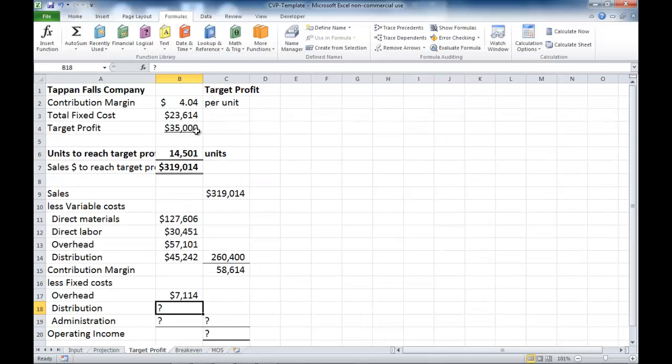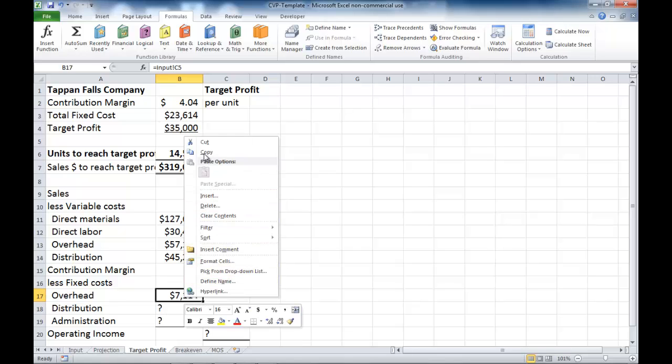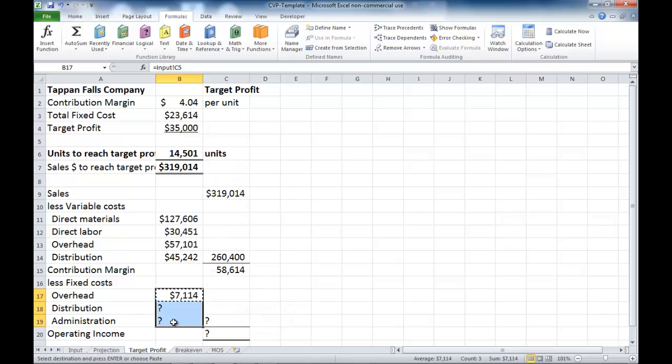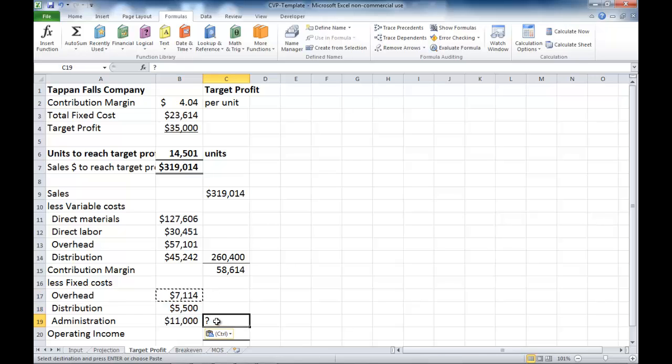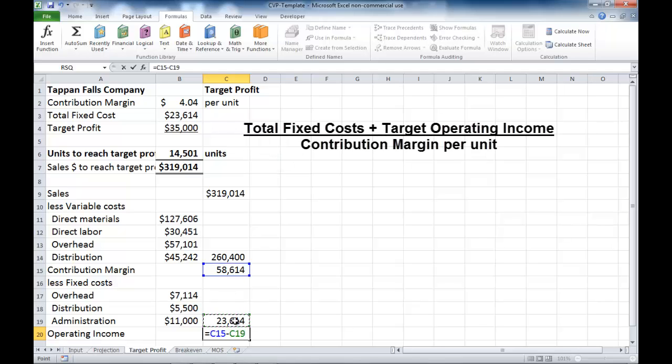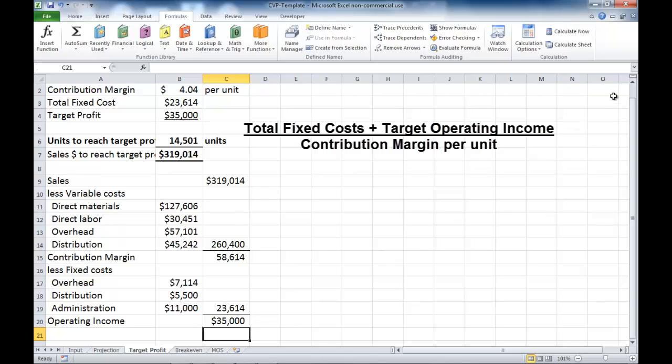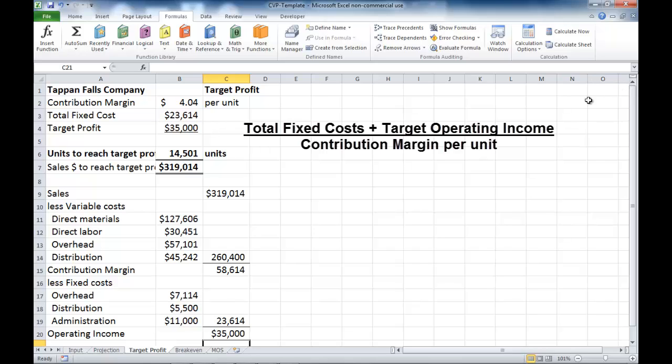Grab overhead. And I'm just going to take a shortcut here and copy this formula down because I have overhead, distribution, and administration listed the same way I do on my input sheet. Grab the auto sum again. And calculate our operating income. We'll take contribution margin and subtract our fixed costs. And we proved it. We've got $35,000 in operating income if we sell 14,501.